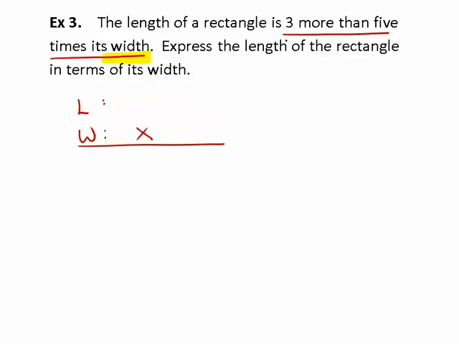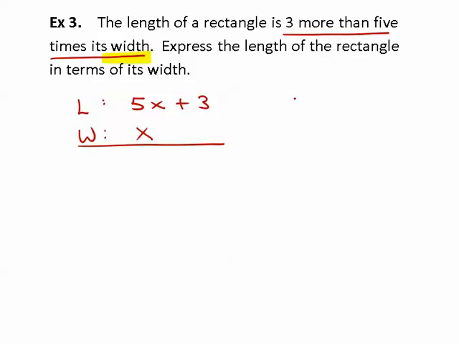Well, don't forget about the word than. What it does, it changes the order. We said 3 first when we read it, but in the algebraic expression it has to come second. So 3 more than 5 times the width would be 5x plus 3.